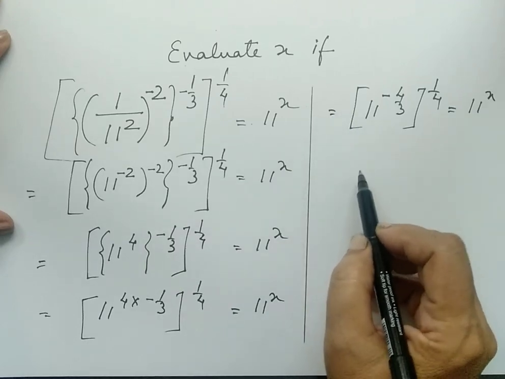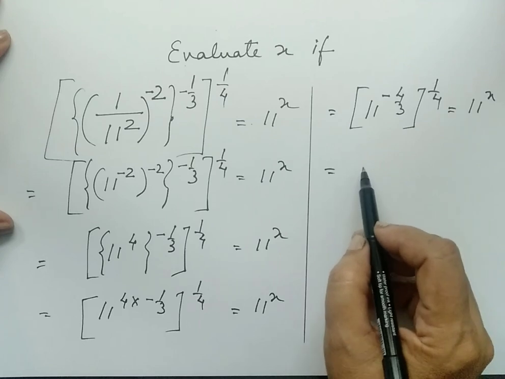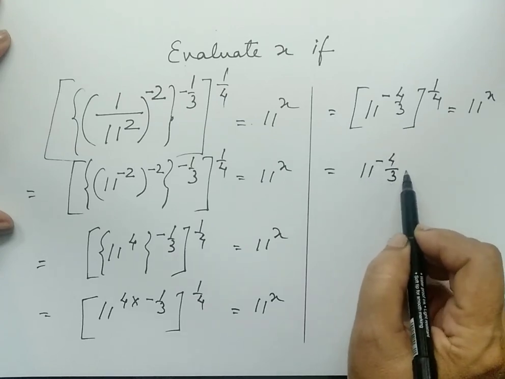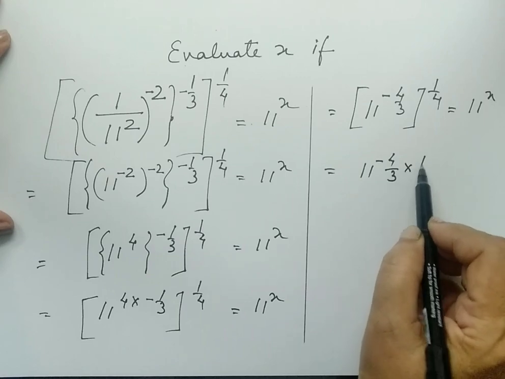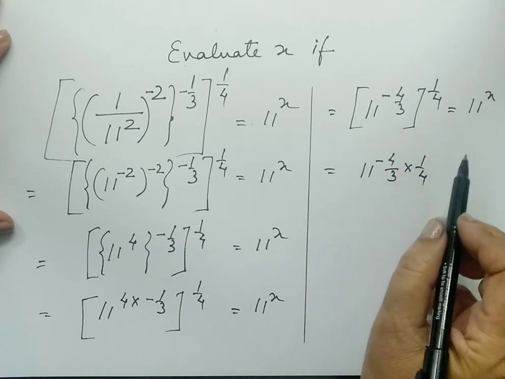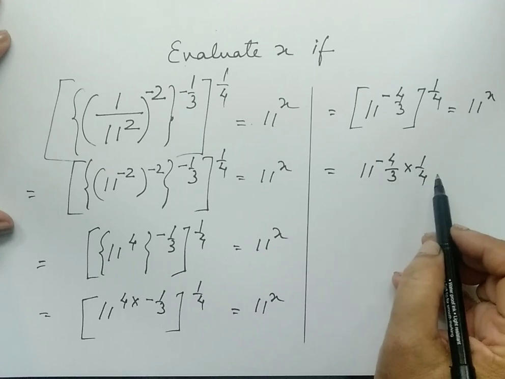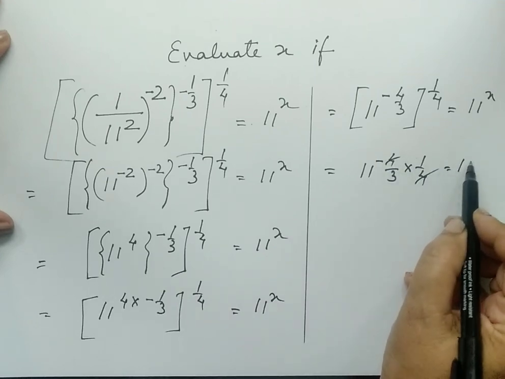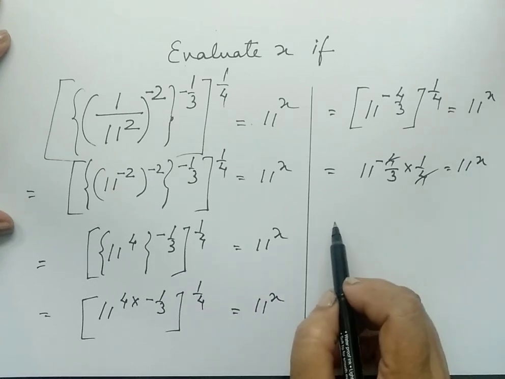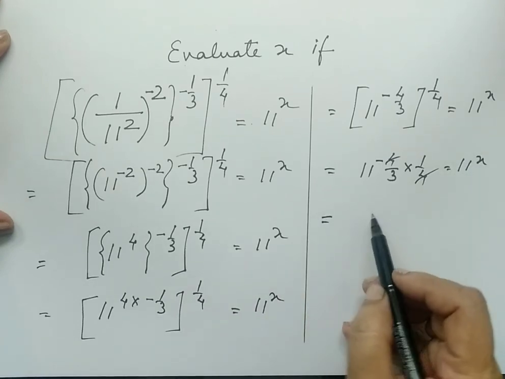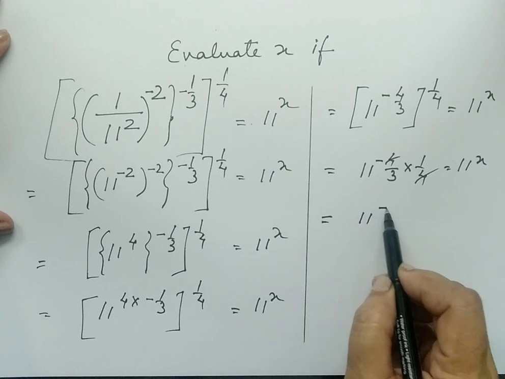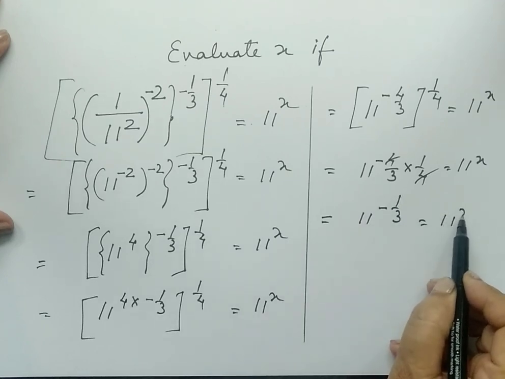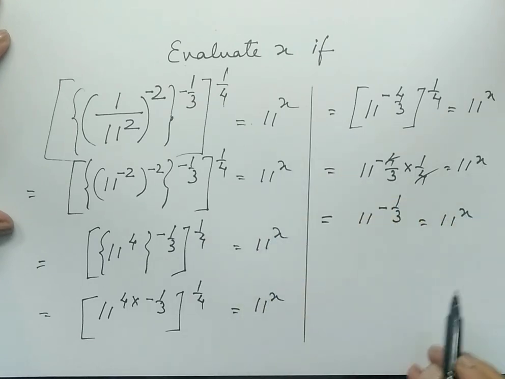So the next step is quite understood by you, I'm sure. It would be to multiply the two powers. So 4 gets cancelled, so 11 to the power x. Here we are left with minus 1 by 3, and here 11 to the power x, which we are copying.